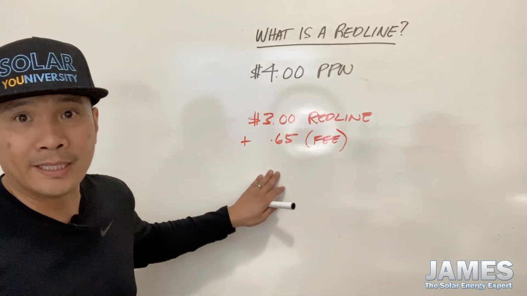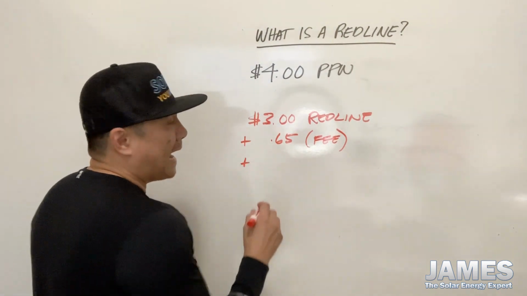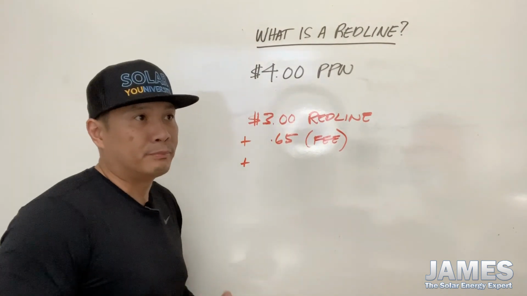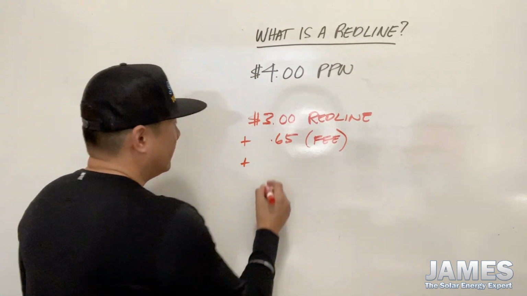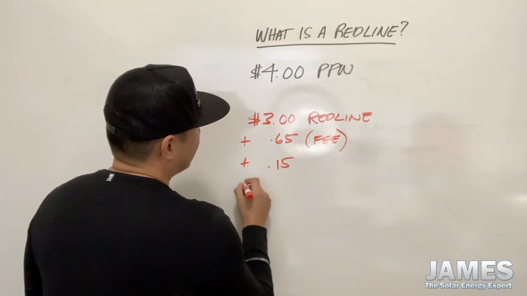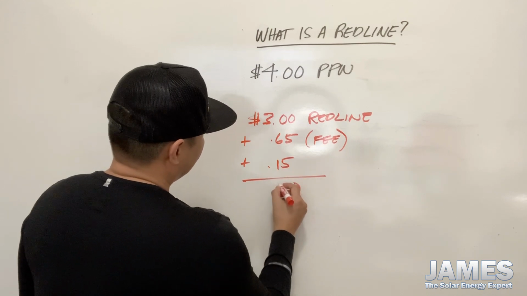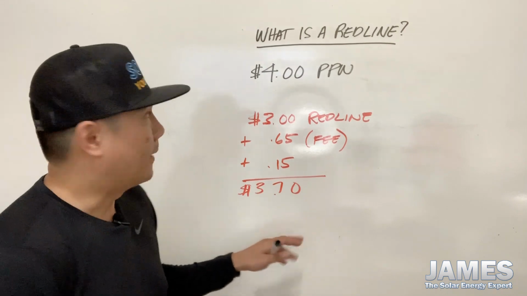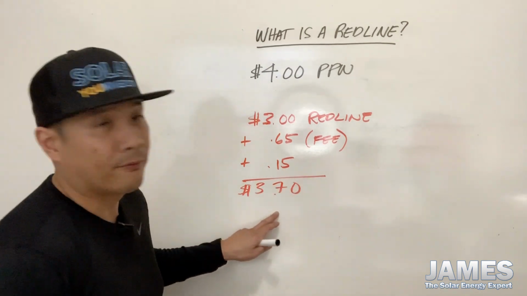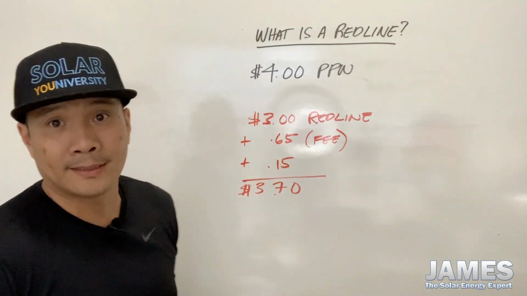You can see how much is already gouging into your commission, right? So now there's another maybe adder. You have to put an adder because they have a concrete tile. That's probably another 15 cents, right? So now we're at $3.70. Right? And now guess how much you're left with, right? You're left with literally like 30 cents a watt, right?